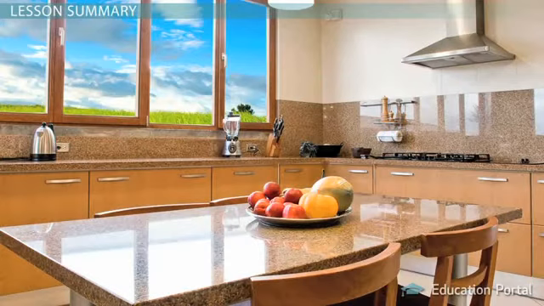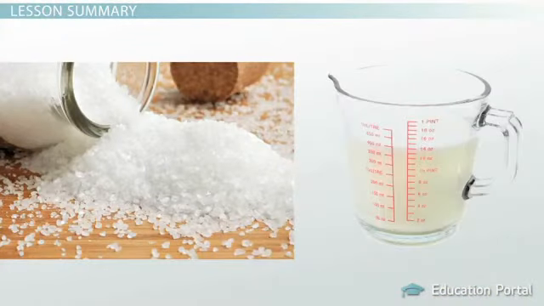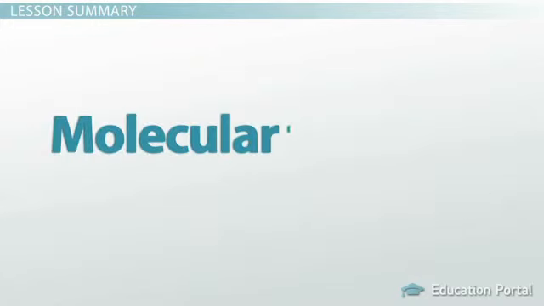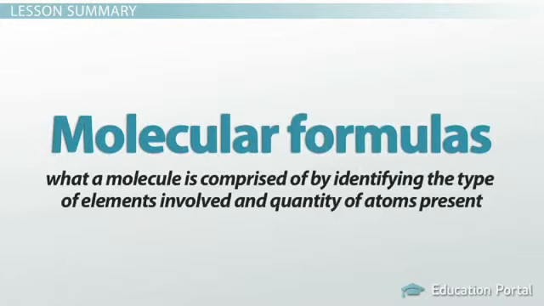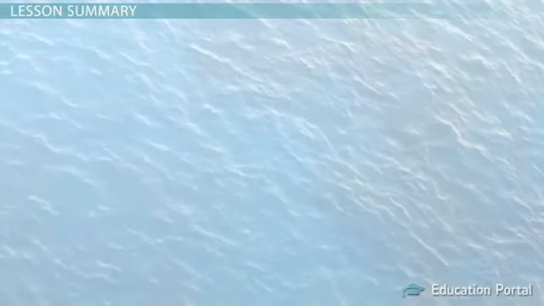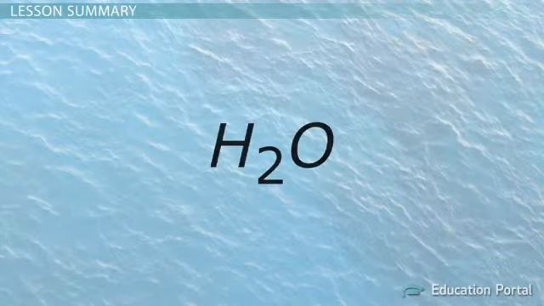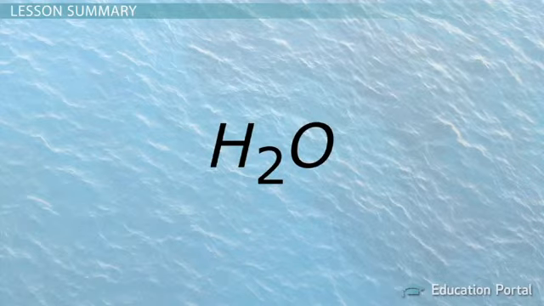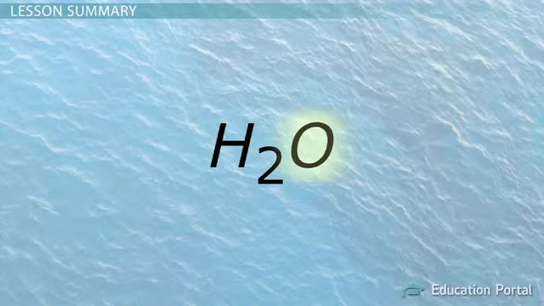In this lesson, you learned that molecular formulas are like recipes that describe the type and quantity of ingredients that make up a certain molecule. Molecular formulas express what a molecule is comprised of by identifying the type of elements involved and quantity of atoms present. For example, the molecular formula of water is H2O. This formula identifies there are 2 hydrogen atoms and 1 oxygen atom present.